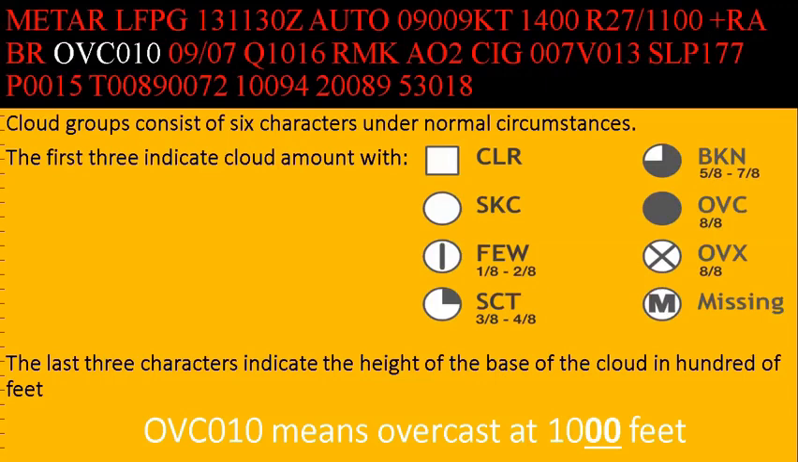So here the last 3 characters of the cloud group indicate the height of the base of the cloud in hundreds of feet. So the height of cloud is above aerodrome elevation. One more thing, the numbers can be confusing. So here is a trick. Always add 2 zeros to the number. So when you add 2 zeros to OVC010, you will get overcast 1000 feet.